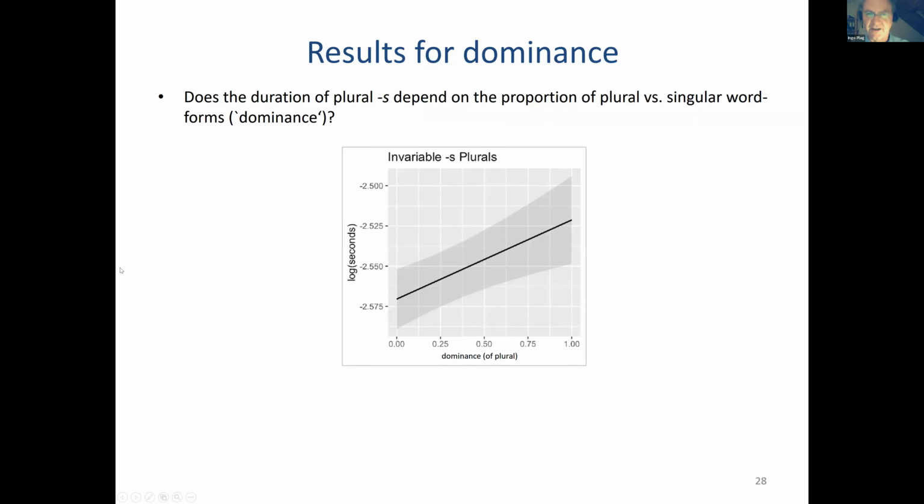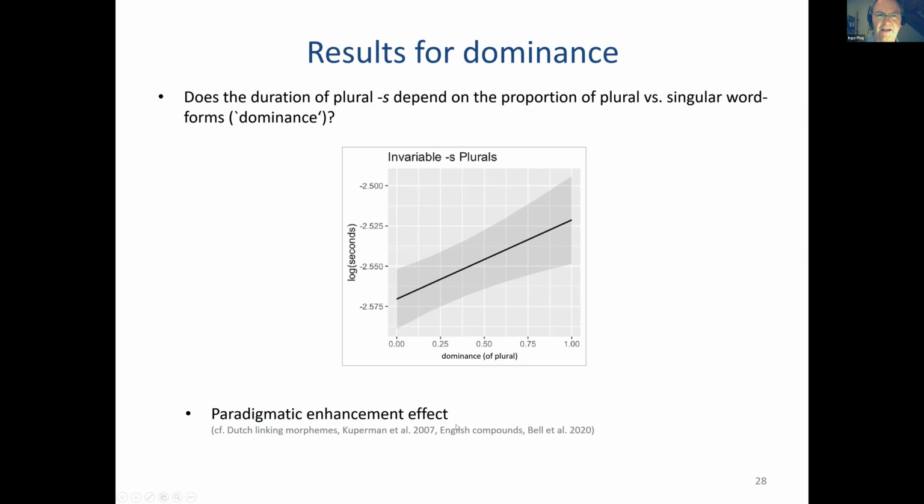And you can see here that for the invariable plural S plurals, so words that only occur with an S plural, the more these words have a preponderance of plural forms, that is, more plural forms being used by the speakers as against the singular forms, the longer the S becomes. So that means the stronger this representation becomes, we get enhancement. This is, in other words, another clear paradigmatic enhancement effect.